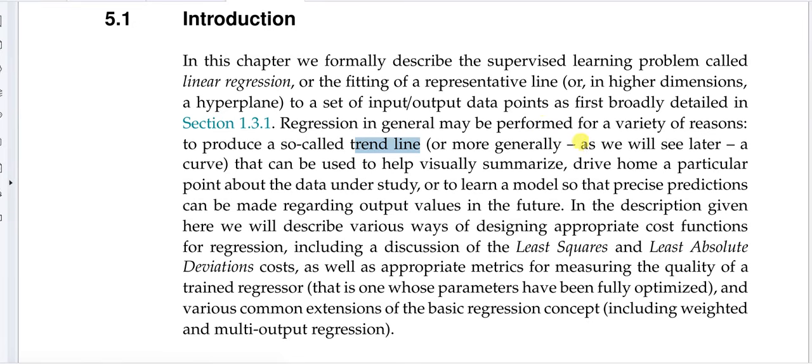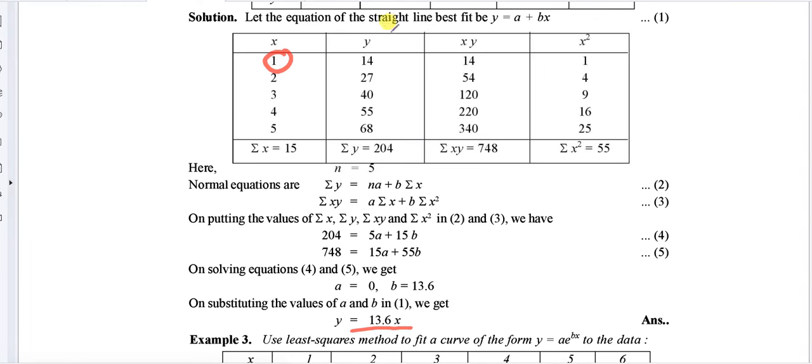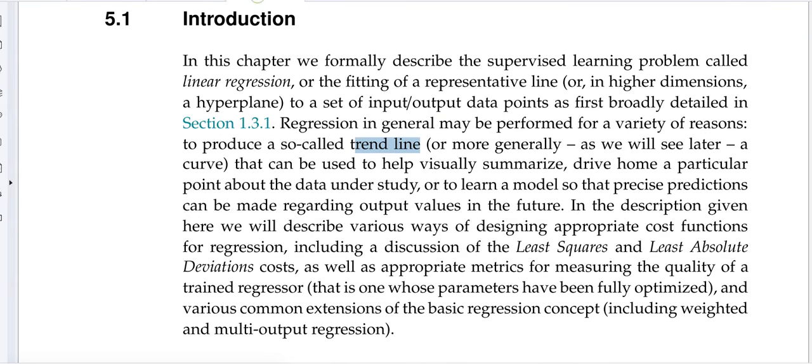More generally, as we see later, a curve, simply a curve. Here, for example, a straight line can be used to visualize or summarize the given data. For this data, how can you visualize the curve that can be expected? Here we have only 5 points, but real-time data consists of millions and billions of data points. By that time it is highly difficult to visualize by checking manually, so I may depend on this concept.